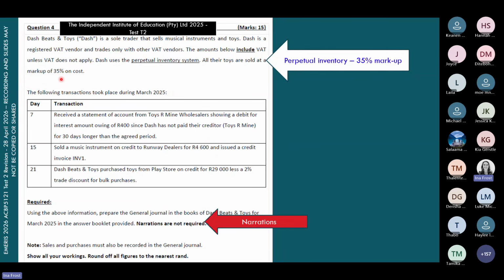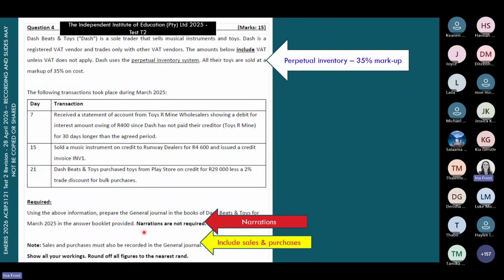Then the second thing we look at here is that they tell us specifically narrations are not required. Because remember, our step 4 said provide a narration unless the question specifically says it's not required. And you can see what I mean by that when we look at the sentence down here.